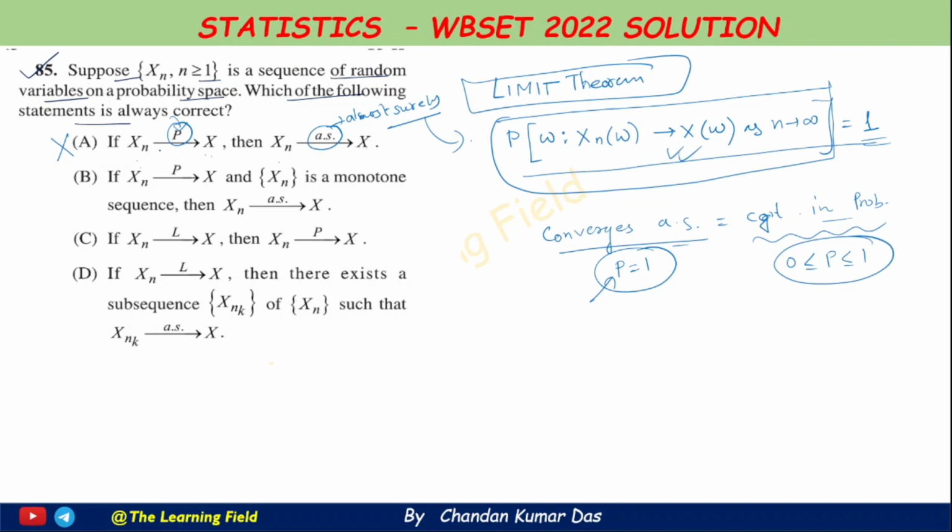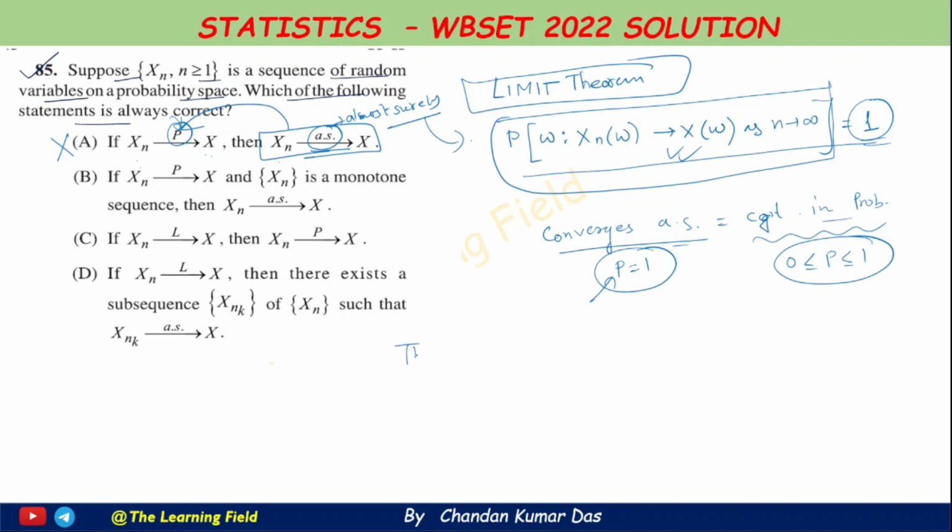It says the reverse part here, okay. Almost surely means this probability is 1 only, and this implies the convergence in probability, because probability 1 is a particular case of the total probability. So this is a completely wrong option.